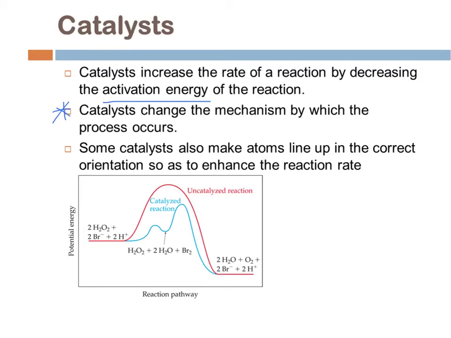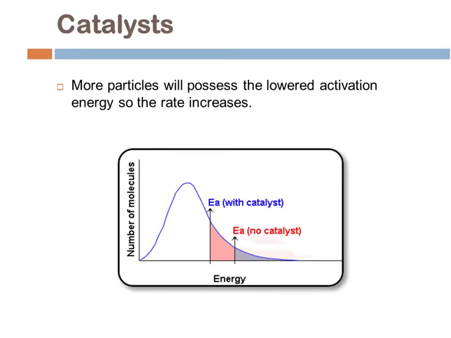If we're looking at a reaction pathway diagram, the uncatalyzed reaction is going to have a certain amount of activation energy, which would be here. You can see for the catalyzed reaction that that activation energy has been decreased. In terms of the Maxwell-Boltzmann distribution curves, a catalyst lowers the activation energy. So that means more particles will possess the lowered activation energy. Therefore, the rate effectively increases.